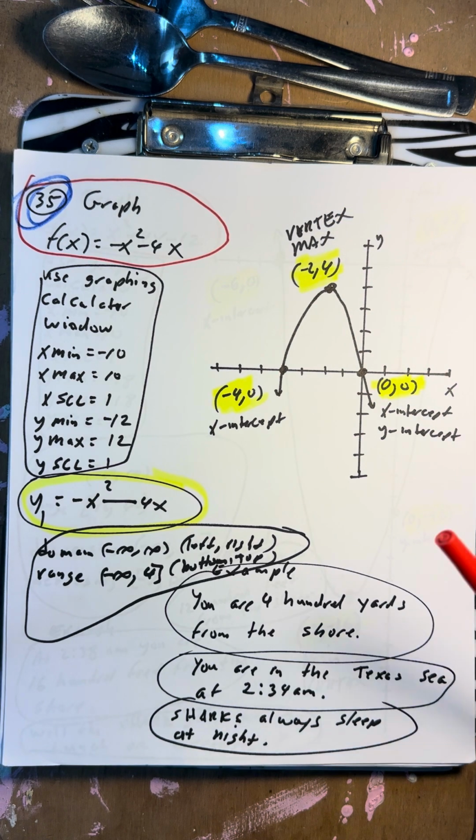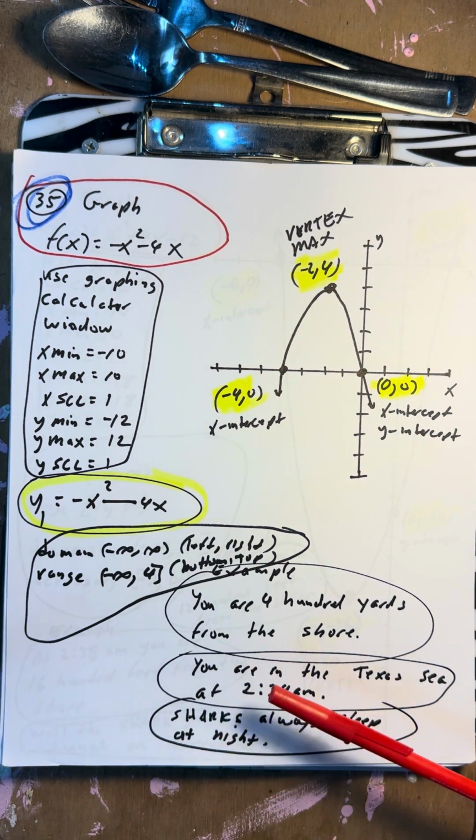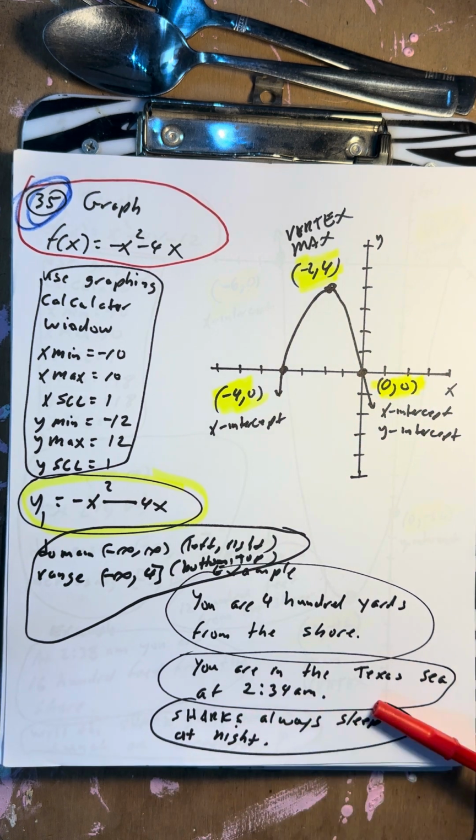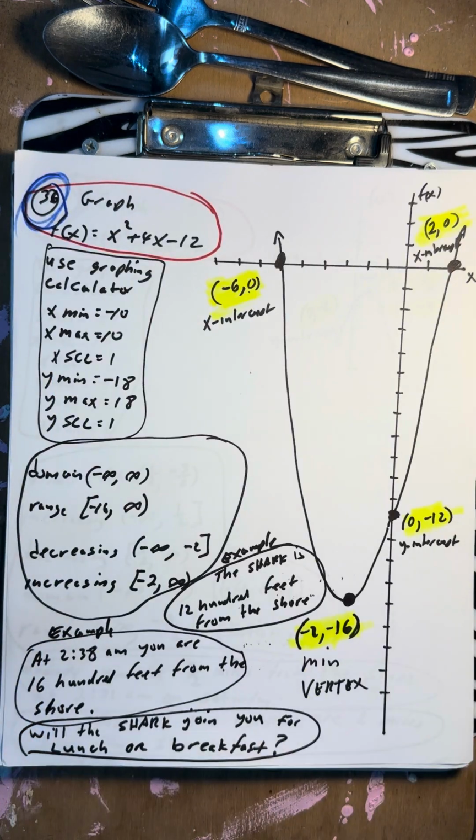So, think of this as you are 400 yards from the shore. Okay, I guess. And you are in the Texas Sea at 2:34 in the morning. And remember, sharks always sleep at night, so they're not going to bother you. Okay? Happy day.